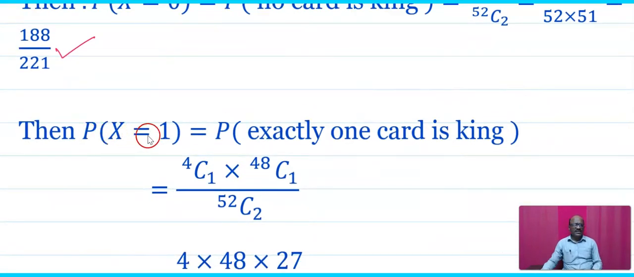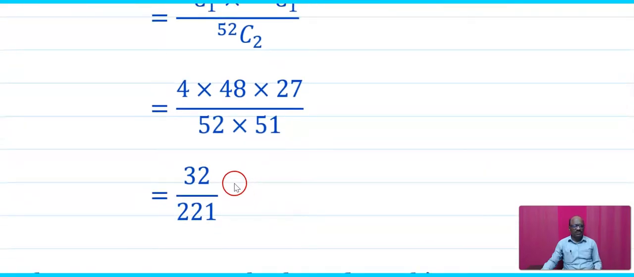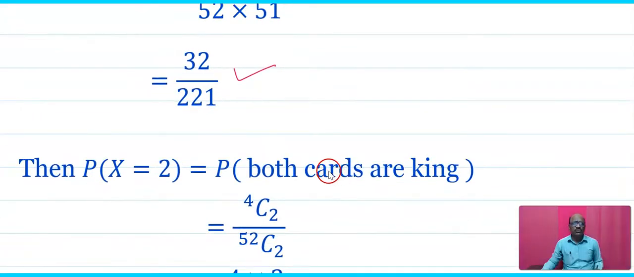Next, 1 king is there, that is exactly 1 king. From the 4 kings, you can get 1 king, and from the remaining 48, you can select 1 card. That is 4C1 into 48C1, other than kings. After simplification, you will get 4 into 48 into 27 upon 52 into 51, and overall you will get 32 upon 221.